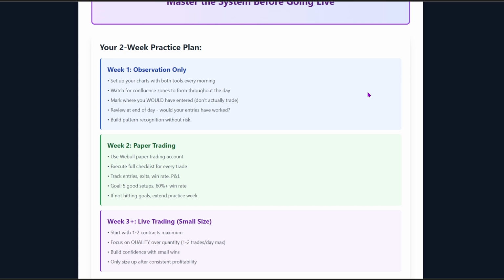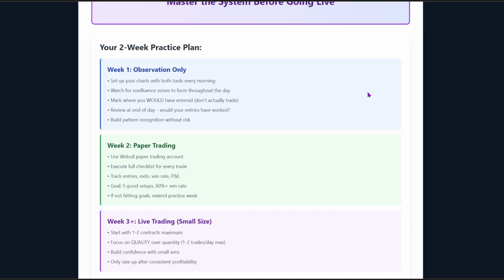Watch for confluence zones to form throughout the day. Mark where you would have entered. Don't actually take the trade. Maybe you could paper trade it, but review at the end of the day. Would your entries have worked? Build pattern recognition without risk, right? Without putting money up, without risking any of your capital.